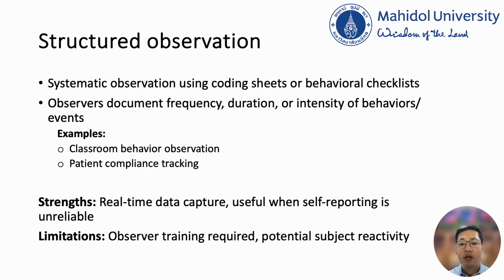Structured observation involves the systematic recording of behaviors or events using coding sheets or behavioral checklists. Researchers may record the frequency, duration, or intensity of specific behaviors. For example, observing classroom behaviors or monitoring patient complaints. Its strength lies in capturing real-time data, especially when self-reporting may be unreliable. However, it requires well-trained observers and may be influenced by the presence of the observer.